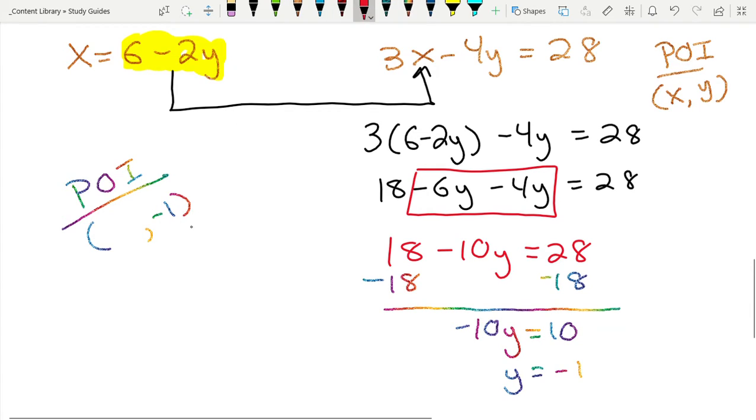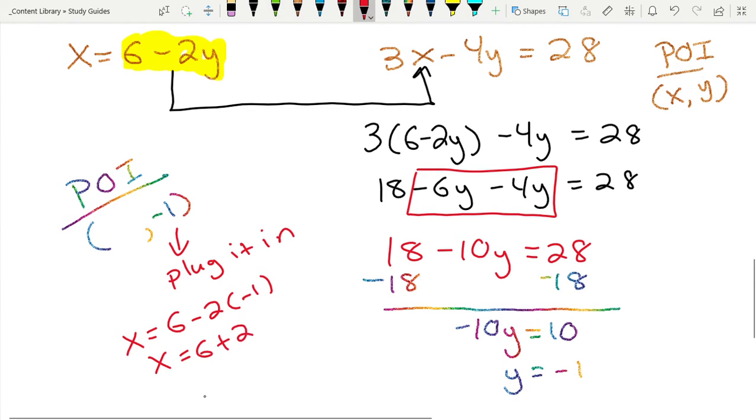So to get the x, we take this negative 1 and we plug it in. And you can plug it into the second equation or the first. You pick the one that looks the easiest. I think the first one looks way easier. So x equals 6 minus 2 times negative 1, which gives me 6 plus 2, which gives me an 8. So my point of intersection is (8, negative 1).